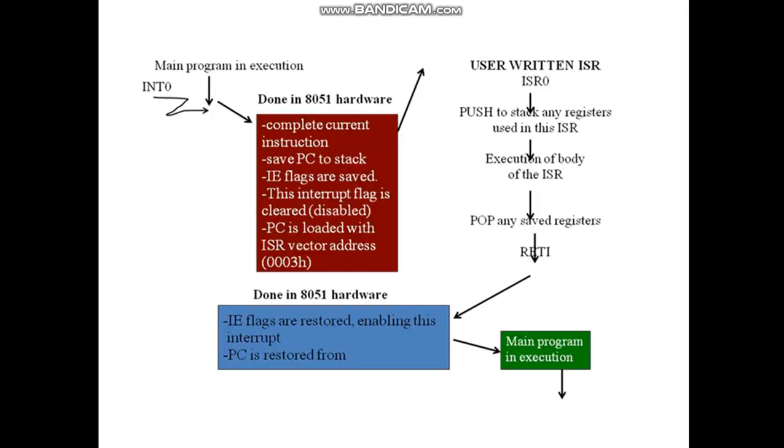So here stepwise it is explained. Here in the main program an interrupt has occurred, so it will complete the execution of the current instruction. Then PC content is stored in the stack, IE flags are saved, interrupt flag is cleared or disabled, PC is loaded with the address. So address of INT0 is 0003. Then it will get the address of the interrupt subroutine from the interrupt vector table.